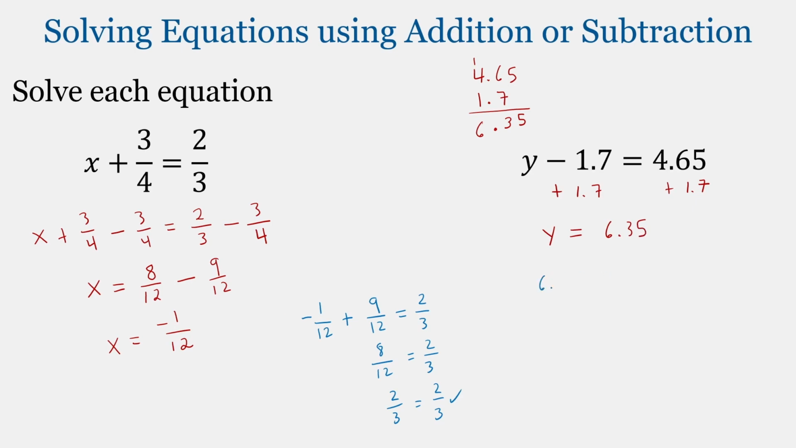Checking our answer, we have 6.35 minus 1.7 is equal to 4.65. Again, we'll do our subtraction. We have 6.35 minus 1.7. Lining up those decimal points. 5 minus 0 is 5. 3 minus 7 we can't do, so we're going to borrow from here. Now we have 13 minus 7 is 6. Bring down the decimal place. 5 minus 1 is 4. So this gives us 4.65 equal to 4.65. And that's a true statement.